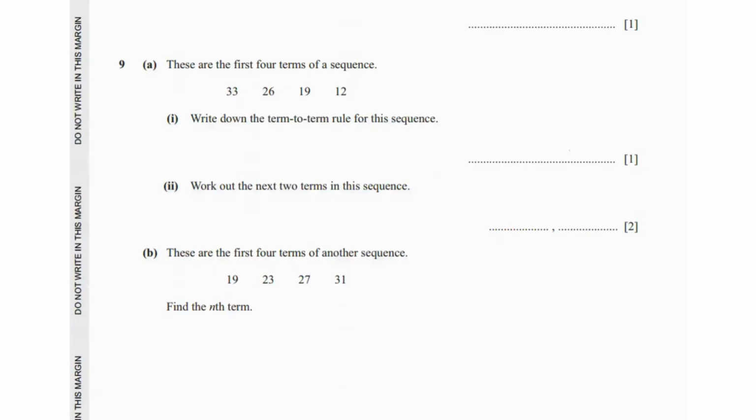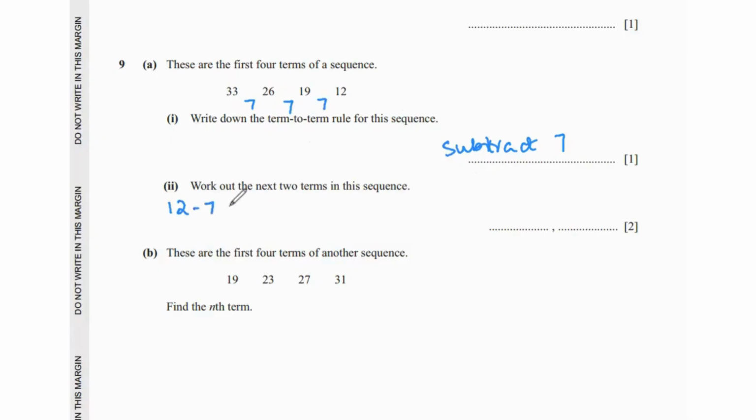Then it says these are the first 4 terms of a sequence: 33, 26, 19, 12. Write down the term-to-term rule for this sequence. So to figure out the term-to-term rule, we see whether there's a common difference between each term or not. If we subtract 26 from 33, we get 7. Then for 26 and 19, it's again a 7. And for 19 and 12, it's again a 7. Which means each term is being reduced by 7. So the term-to-term rule for the sequence is going to be subtract 7.